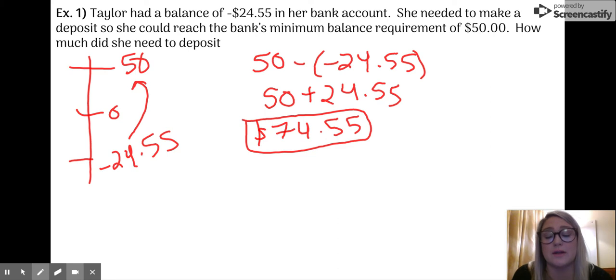This is why when we started this, we talked so much about a number line, because modeling it on a number line helps us make sense of why we subtract a negative and why we turn that into adding a positive, because we're really going from negative 24.55 to 0 and then from 0 to 50.